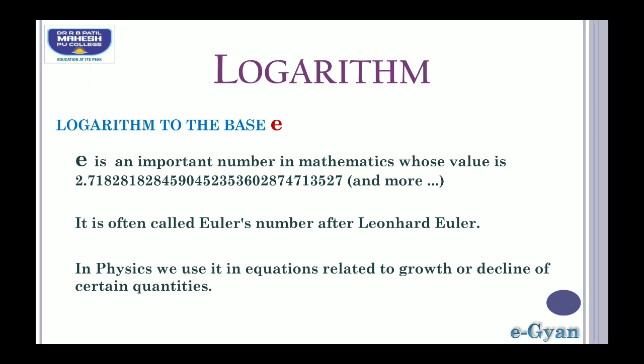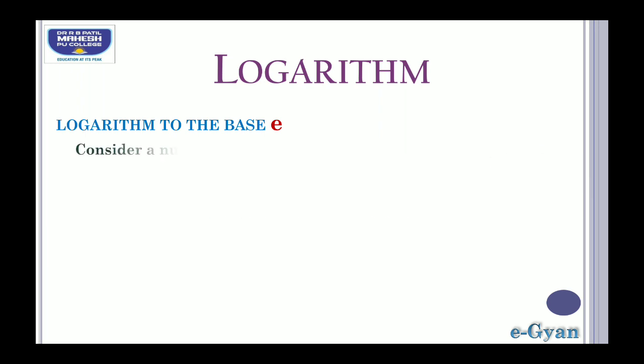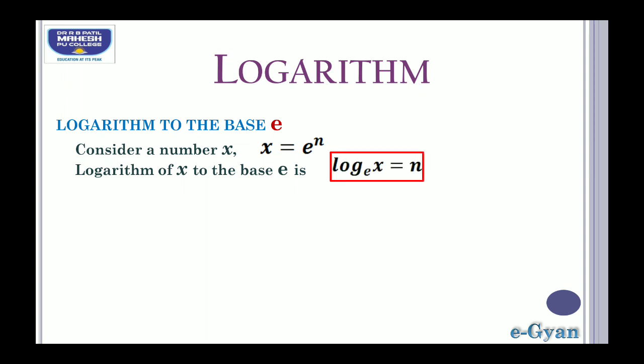We have a logarithmic table to see the log to the base 10, but in some cases we also need the logarithm to be calculated to the base e. So as I said, when we can write a number x in terms of a power of 10, we can also write it in terms of a power to the base e. So any number x can be written as e to the power n. Now how do we understand this? The logarithm of the same x to the base e is equal to n.